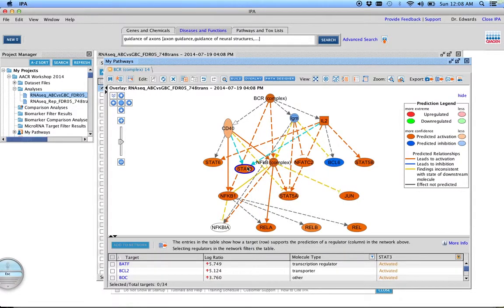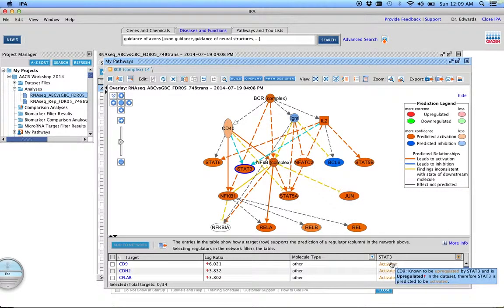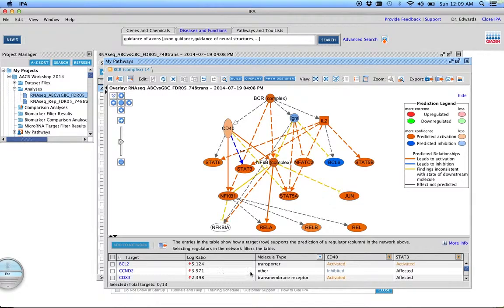So if I click here and select this, these are all the target genes given in alphabetical order. Here's its fold change or log ratio, and then in the data set, this is what it's known to do, so that when CD9 is going up, STAT3 is predicted to be more activated. And we can click on any of these relationships to find out what are the target genes that are predicting this.